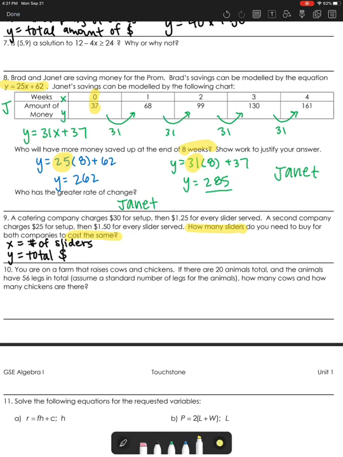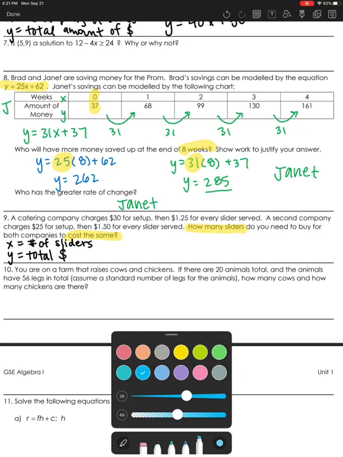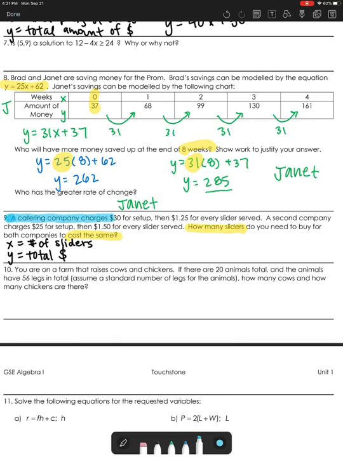So for this first one, I'm going to do some color coding again. For this first company, we have a $30 setup and then $1.25 for every slider served. Remember what I said: for each, for every, per, that is the term that's going to be paired with your x variable, because it's the 1.25 each, right? So y is going to equal 1.25x, and then $30 is how much the company charges no matter how many sliders are served. So when x is 0, that's how much it costs.